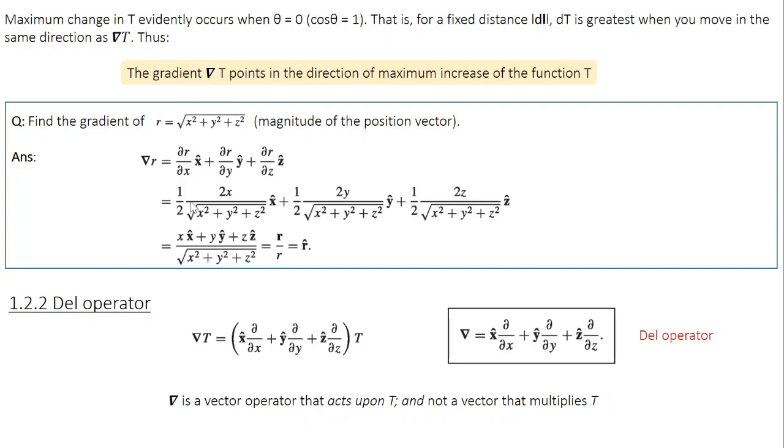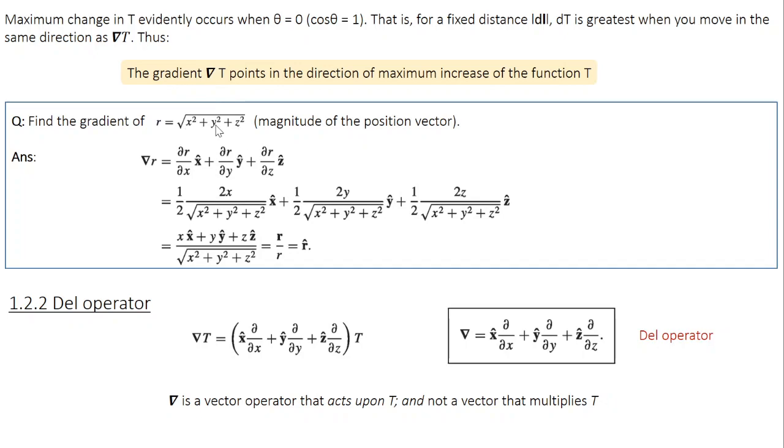So this gives you 1 over 2 (x square plus y square plus z square) to the power minus 1 by 2, which you can write as 1 by square root of x square plus y square plus z square. Now you have to do differentiation of the inner term. This is the chain rule.